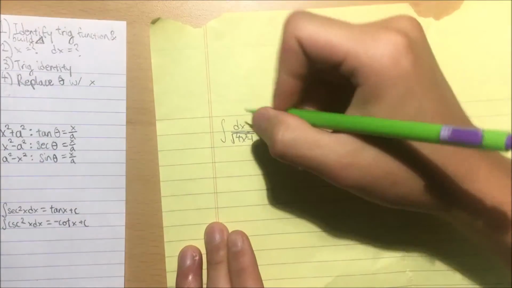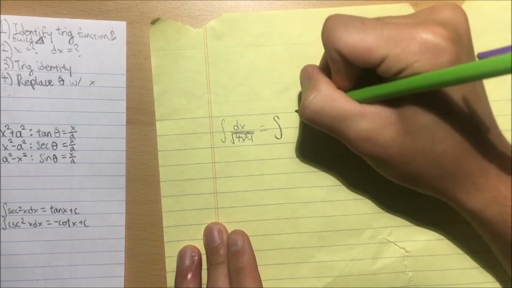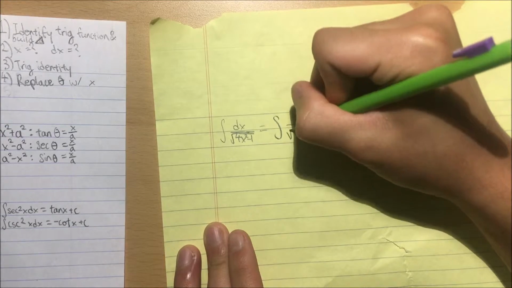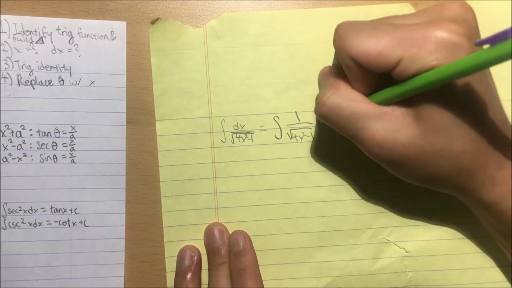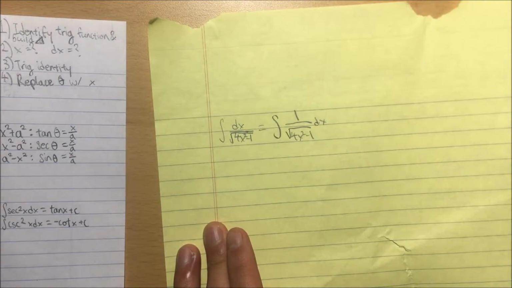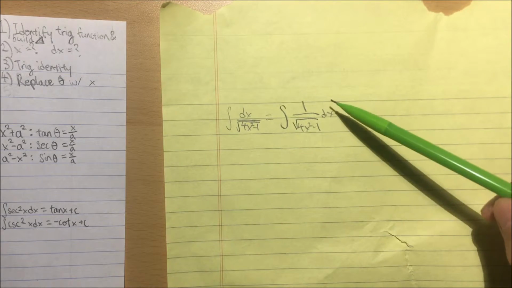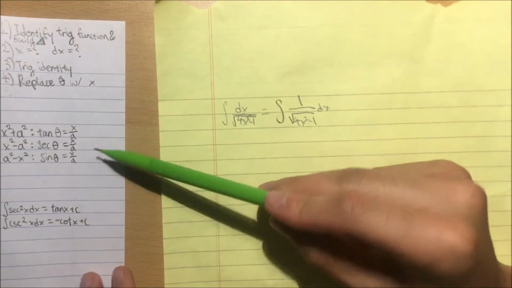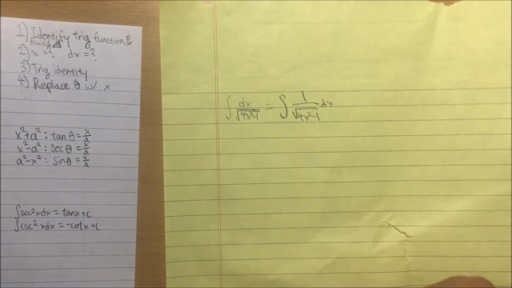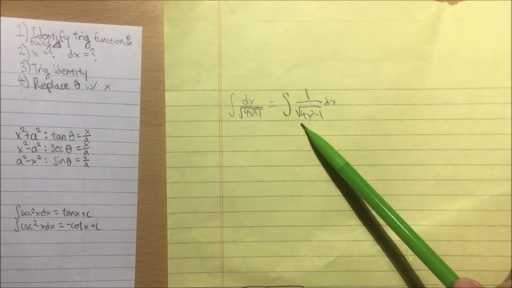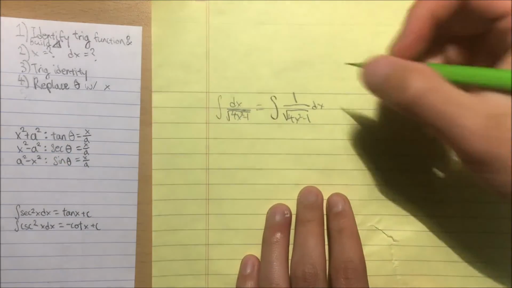For the final example, I have the integral of dx over square root of 4x squared minus 1. So let's just rewrite this as the integral of 1 over square root of 4x squared minus 1 times dx. So let's get on to step 1 and identify the trig function it matches. And for me, it looks a lot like the secant of theta expression, because there's an x squared, which would be 4x squared, minus a squared, which would be 1.